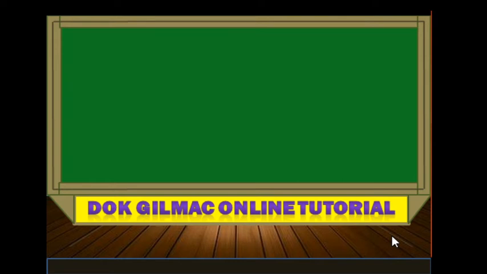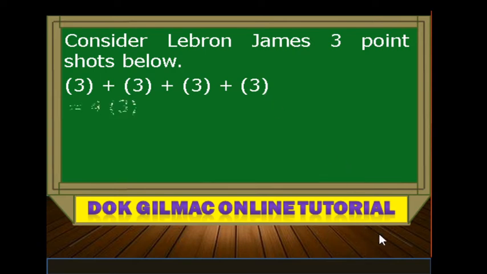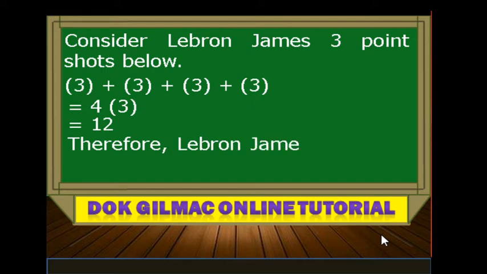Now consider the illustrative solution for the warm-up problem. Consider LeBron James' 3-point shots below. Take note, LeBron James scored 4 3-point shots. So that is just the sum of the 4 3-point shots he made, which is the same as the product of 4 and 3. So 4 times 3 is equal to 12. Therefore, LeBron James scored 12 points.